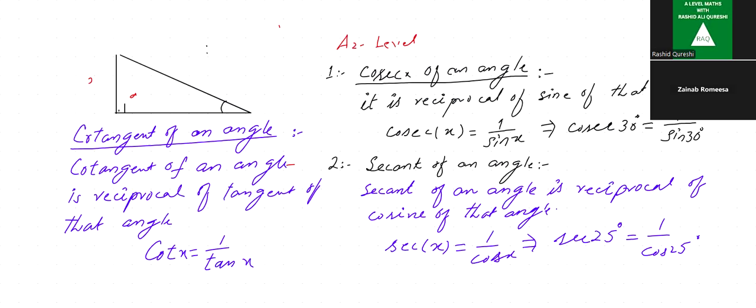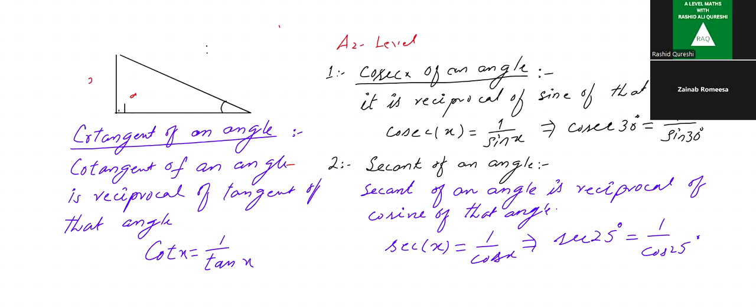What's the meaning of these? The first one is cosecant. Cosecant is the reciprocal of the sine. Then we have the secant. Secant is the reciprocal of the cos. And the last one, we have the cotangent or the cot. Cot is the reciprocal of tan. These three things we have to consider.